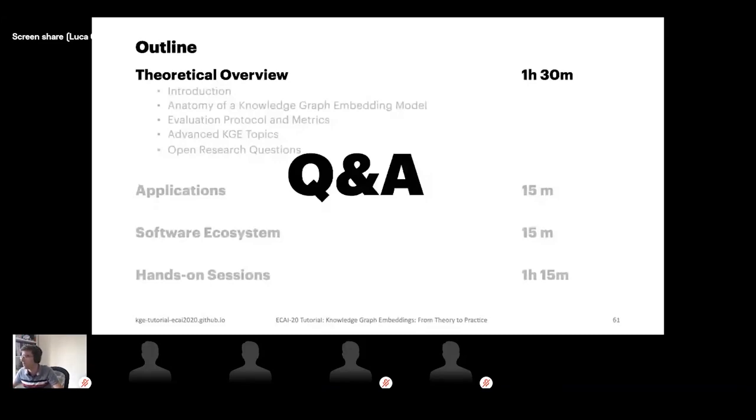Then there is a question on synthetic negatives. I'm going to take only this one, and then I'm going to take the others in the chat, because I want to hand over to Sumit and Nick for the applicative part. So Sumit and Nick, you can pull up your slides already.